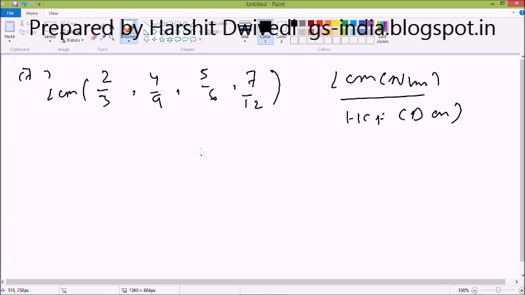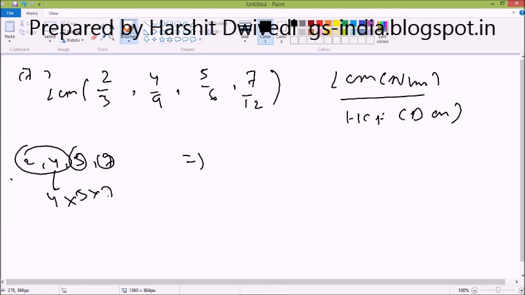So the LCM of numerators, that is the LCM of 2, 4, 5 and 7. Obviously the LCM of 2 and 4 will be 4. In order to include 5 and 7 in it, we have to multiply 4 into 5 into 7. We are going to get 140. So the LCM of 2, 4, 5 and 7 will come out as 140.